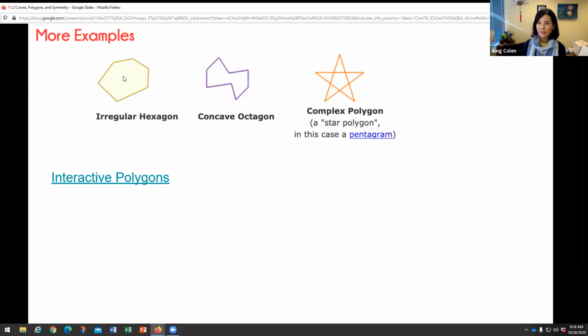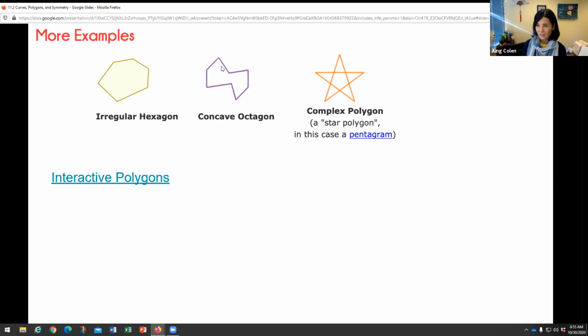So this is irregular because these sides are not all congruent, right? The lengths are not congruent, so it is irregular. Of course, the angles are not congruent as well, so it is irregular. I call that a hexagon because we have 6 sides or 6 interior angles. 6 angles, 1, 2, 3, 4, 5, 6. So hexagon means 6 sides or 6 angles.